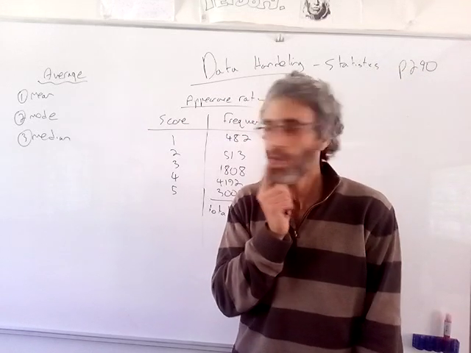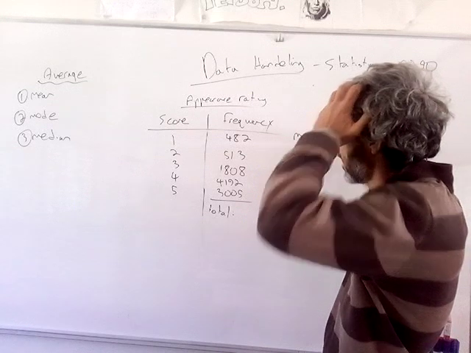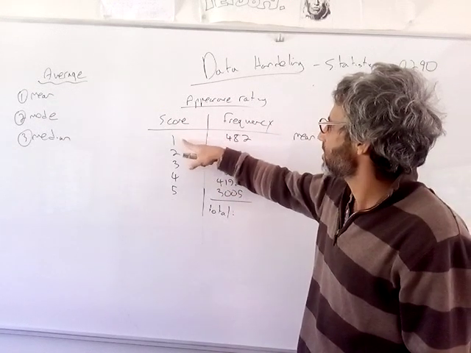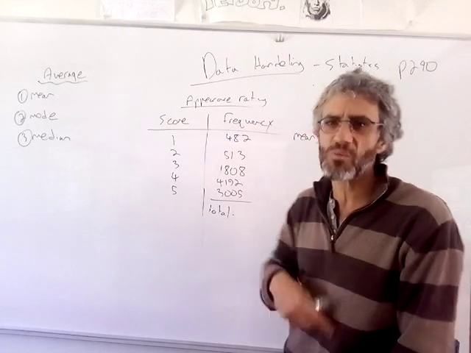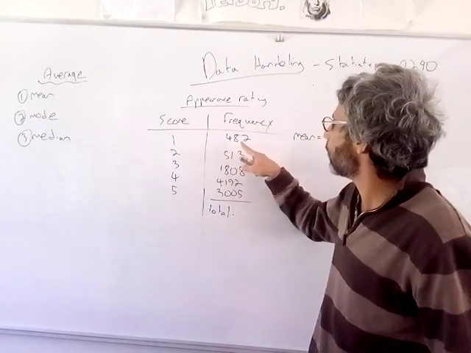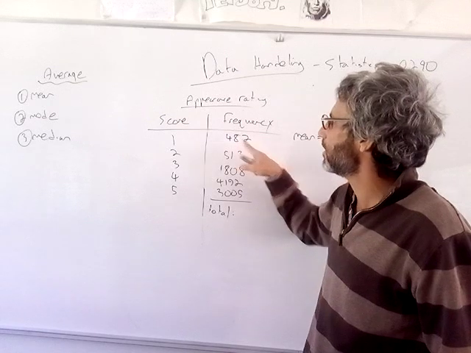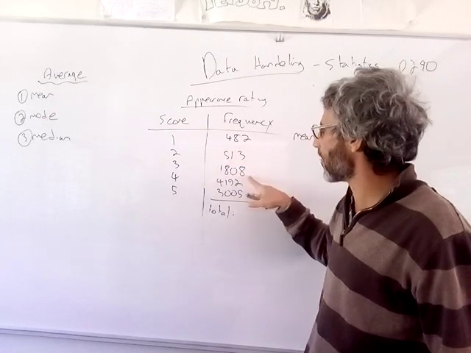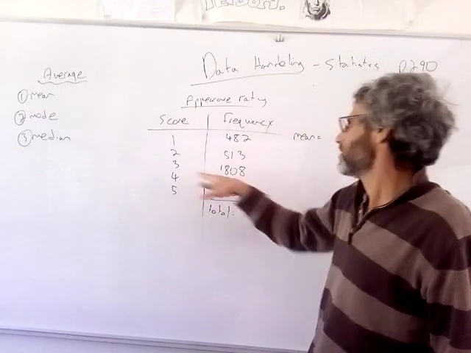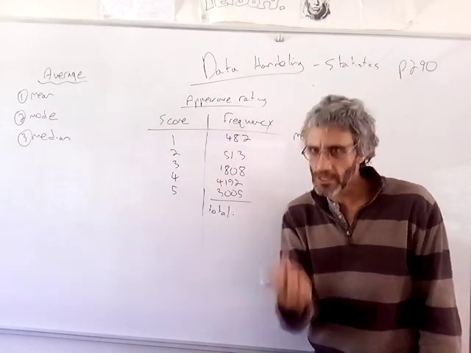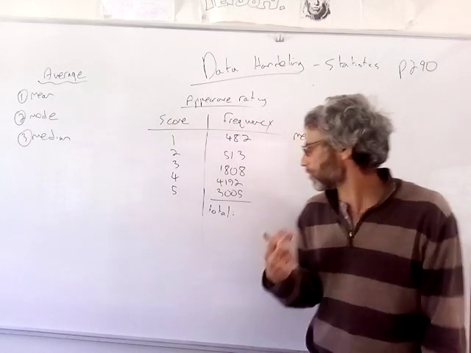Okay, so first of all, we need to understand what this table means. It means, what is the score and frequency? Frequency means how many people actually voted for this score. So this means that 482 people gave it a score 1, 513 score 2, 1,800 score 3, and so on up to score 5. So there's many more people. That's going to give us a better idea of what the store is really like.